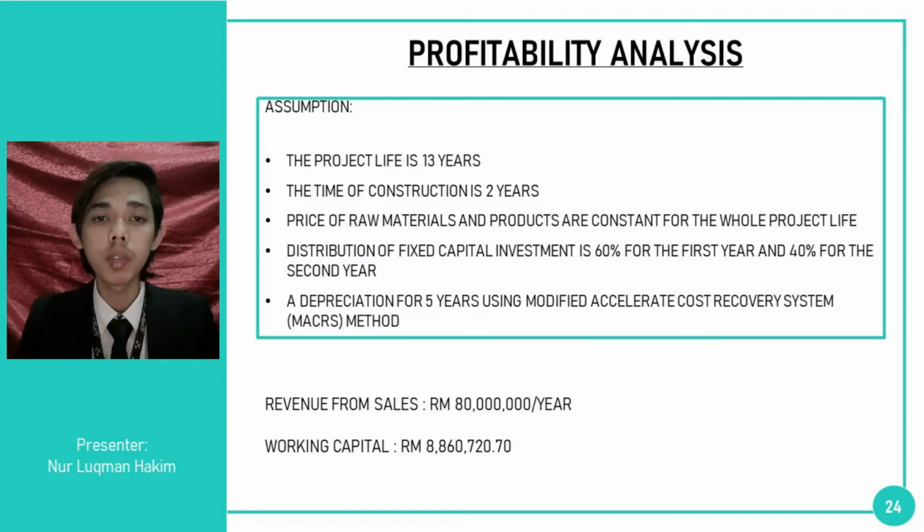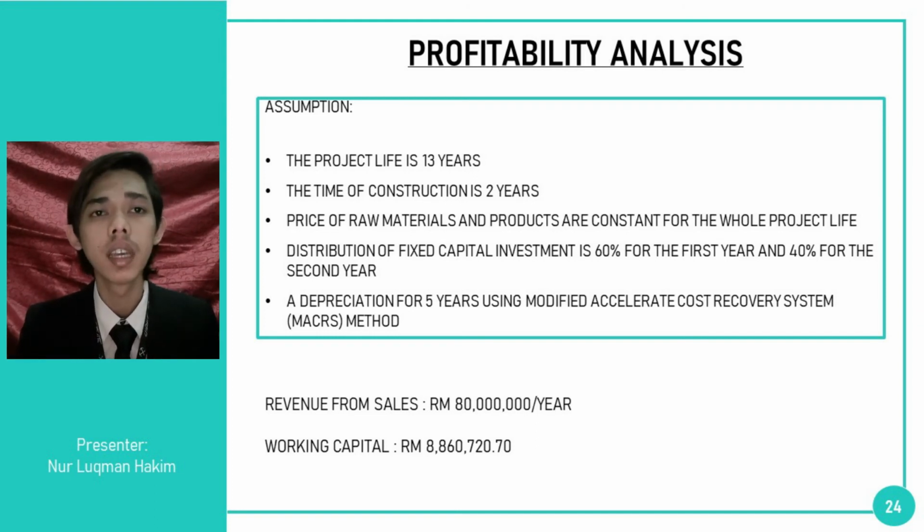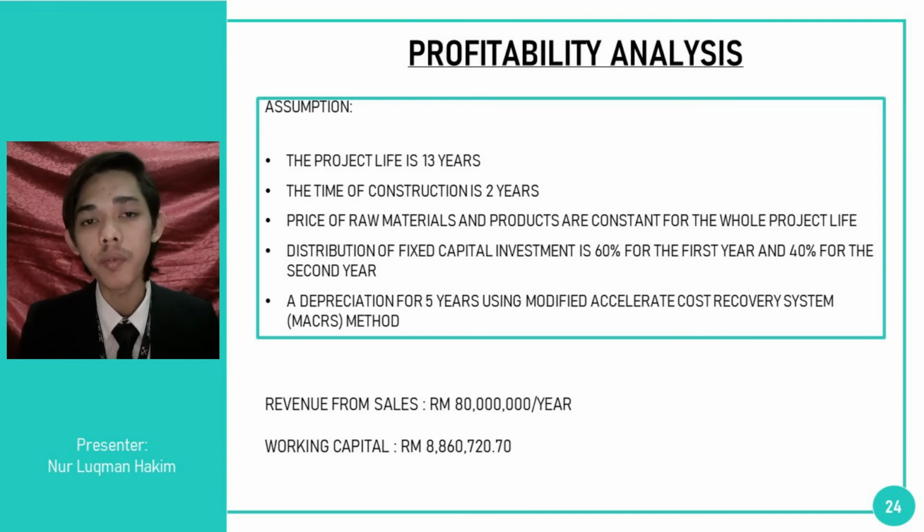Now we move to the profitability analysis. There are a few assumptions that have been made. First, the project life is 13 years. Second, the time for construction is 2 years. Next, the price of raw material and the product is constant throughout the project life. Next, the distribution of fixed capital investment is 60% for the first year and 40% for the second year. Last, depreciation is 5 years using the modified accelerated cost recovery system method.